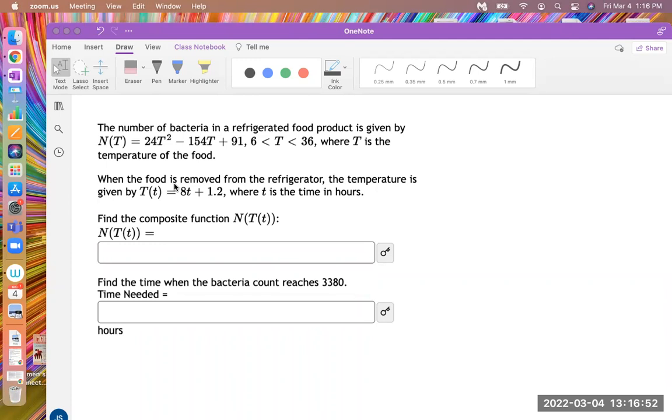Find the composite function N of T and give it there. And then they ask a second question after that. So let's just work on this first part and make sure we get this first part right.